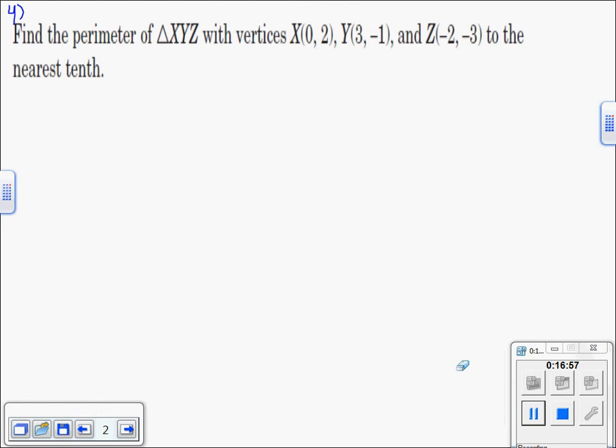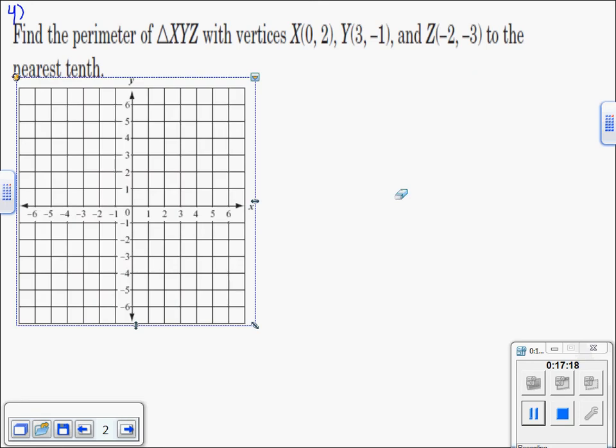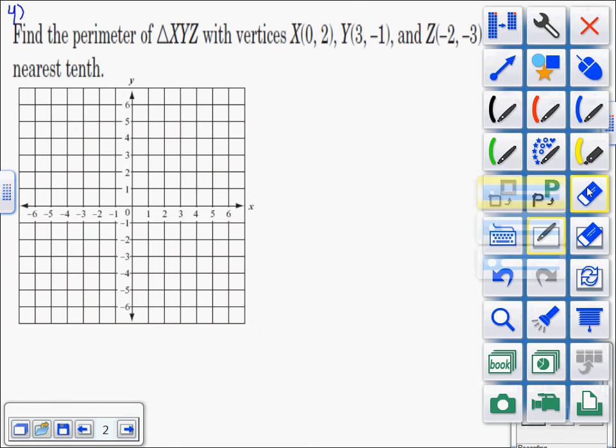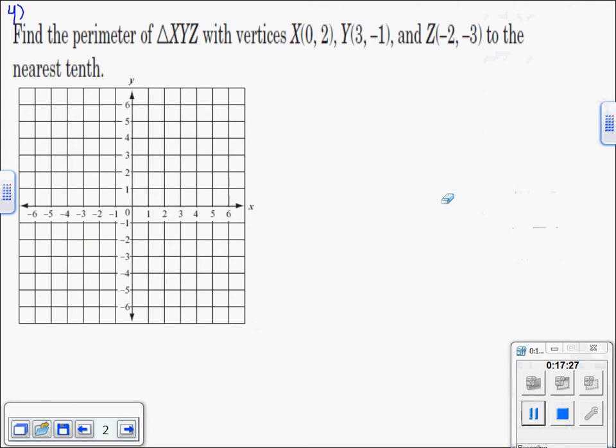Okay, so in this example, the question says, find the perimeter of triangle XYZ that has the vertices. The name of this corner is X, so XYZ, that's the name of the corner. So (0, 2), (3, -1), and (-2, -3). And it says find that perimeter and round it to the nearest tenth. So what we're going to do is, you'll notice there's no graph given, there's no visual given. So in this situation, you want to make your own graph. So what I've got popping up is a graph that I'm going to use to help me understand what's going on in this question.